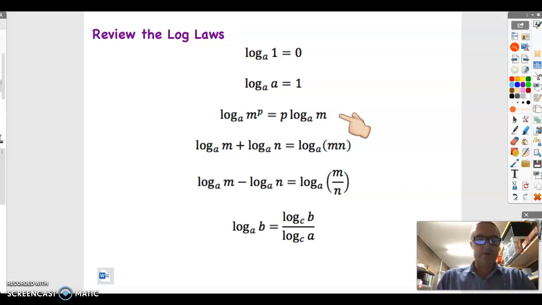We have the addition laws or the subtraction laws, so when we add two logarithms together, provided that they're the same base, I can multiply m and n. When we subtract, we're going to divide m by n, and occasionally we might find a need to use the law that enables us to change the base of a logarithm.